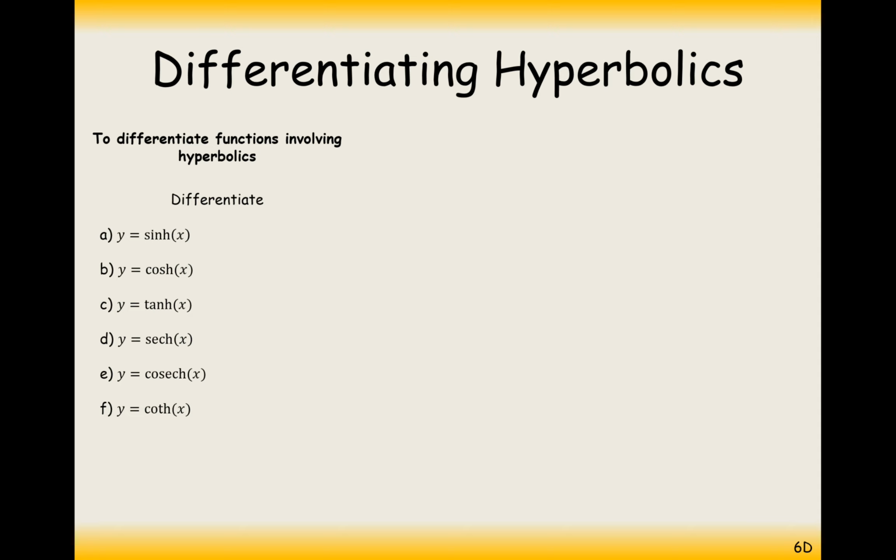Let's just go through each of those ones individually. So we'll start off with y equals sinh. So how will we differentiate this? Well, I suppose the first place to start is with its definition. So we'll recall its exponential definition, e to the x minus e to the minus x over 2. Let's just rewrite that in a slightly more differentiable form.